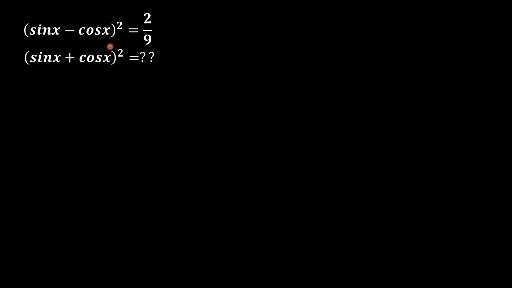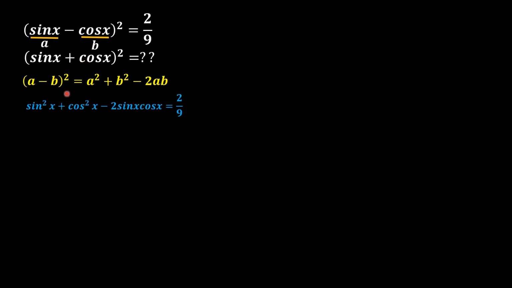First I will tell you the first method. To solve this question, first I take (sin x minus cos x) whole square equal to 2 over 9. If I take sin x equal to a and cos x equal to b, as we know the formula for (a minus b) whole square is a square plus b square minus 2ab, then this can be expanded as sin square x plus cos square x minus 2 sin x cos x, and the remaining part of the equation, which is equal to 2 over 9, will remain the same.